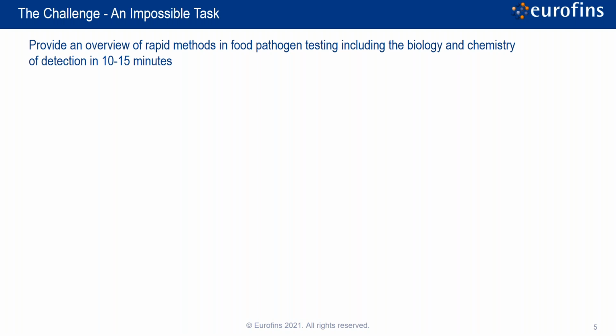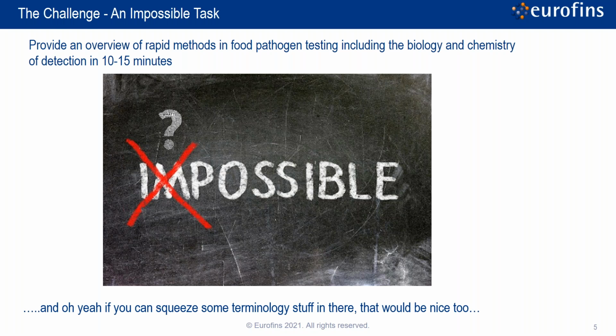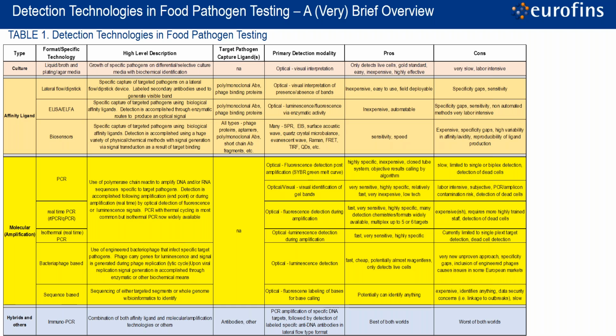But essentially, when I was charged with pulling together this talk, I was given this kind of task. They said we want an overview of rapid methods in food pathogen testing. We want to include the biology and chemistry detection, and we want this to be done in 10 to 15 minutes. And this is really an impossible task. I mean, the field is complex. It's been getting more complex every year in the 25+ years that I've been involved in it. Oh yeah, they also wanted me to try and squeeze in some terminology stuff as well.